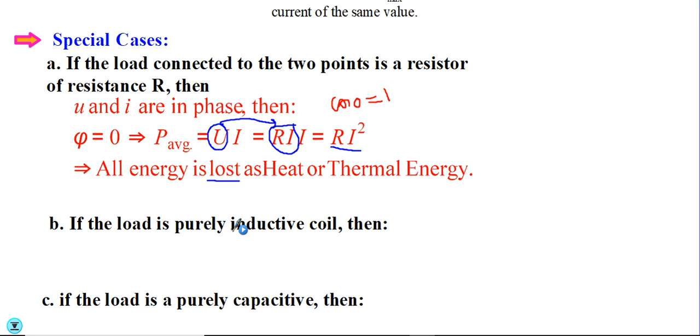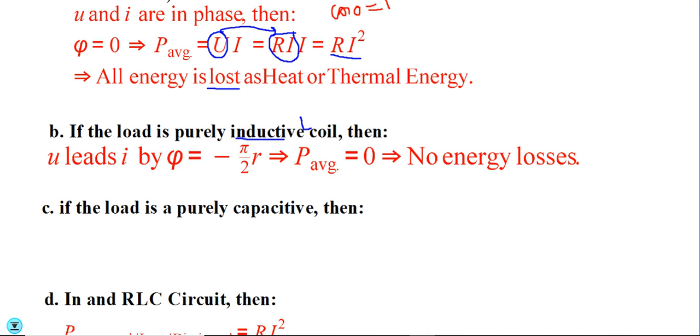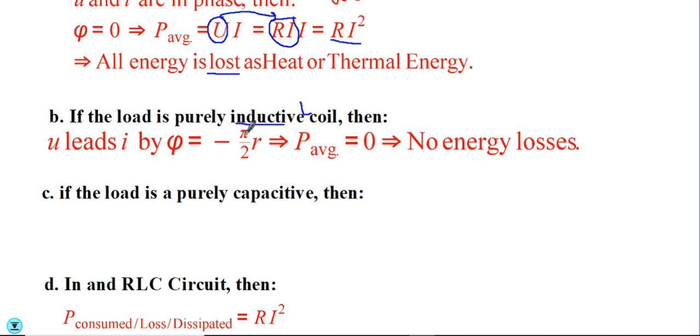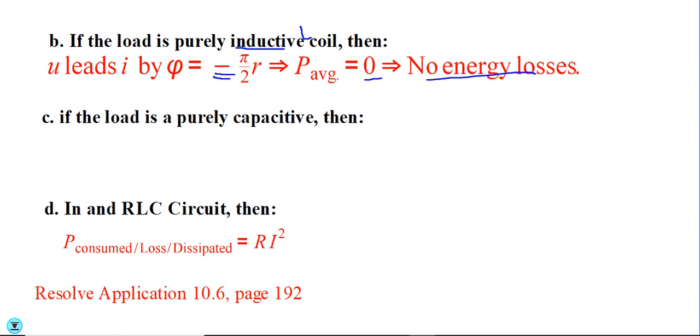If the load is purely inductive, so only L, what happens? U leads I by φ, so minus π/2, because I lags U by φ. If I lags U, this means that U leads I. Whether it is minus or plus is the same actually. Cosine of minus π/2 is 0 and cosine of π/2 is 0. 0 times anything is 0, so there is no energy loss inside the inductance, which is a purely inductive coil without a resistance, without an iron core.